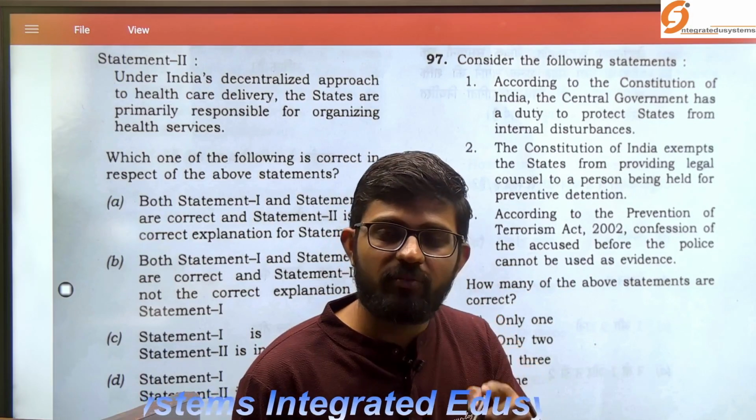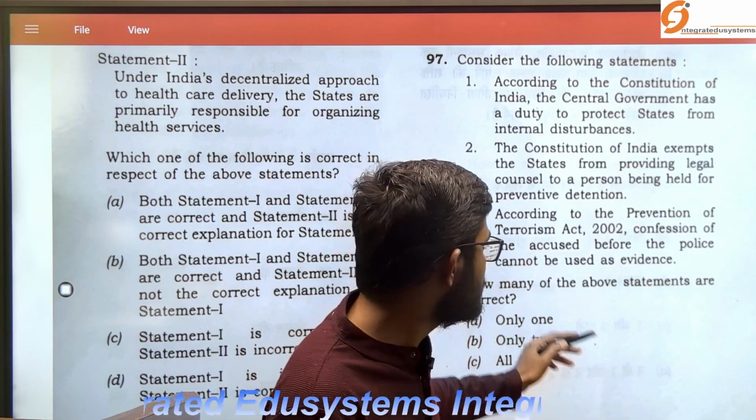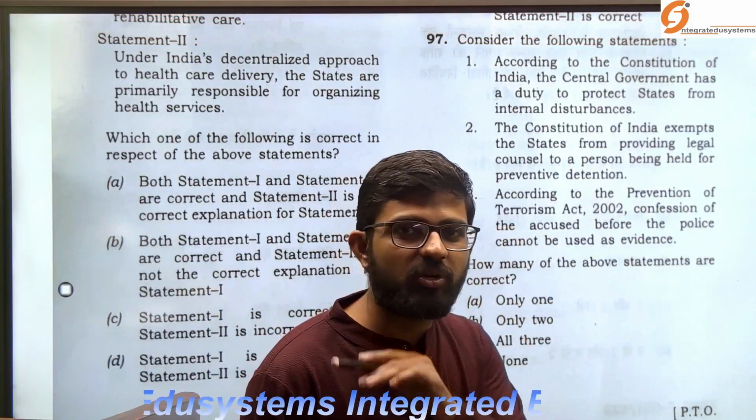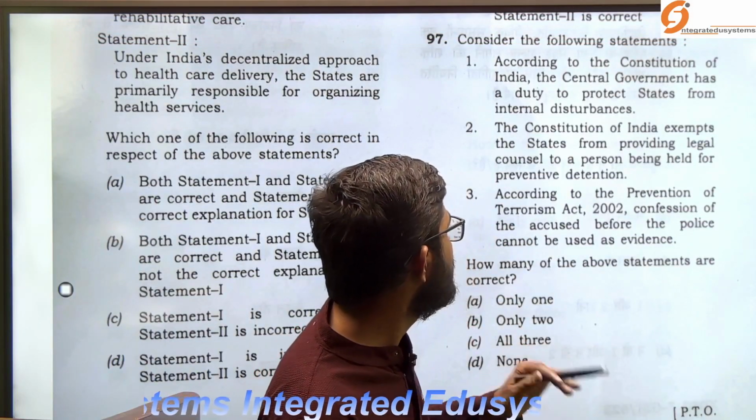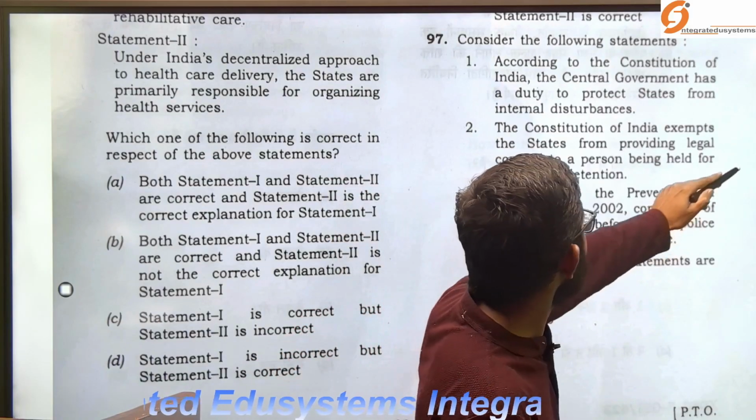And one of the major criticisms when we talk about POTA is this, because this creates a lot of bias with respect to police investigation also. So here only one statement is correct and answer is A.